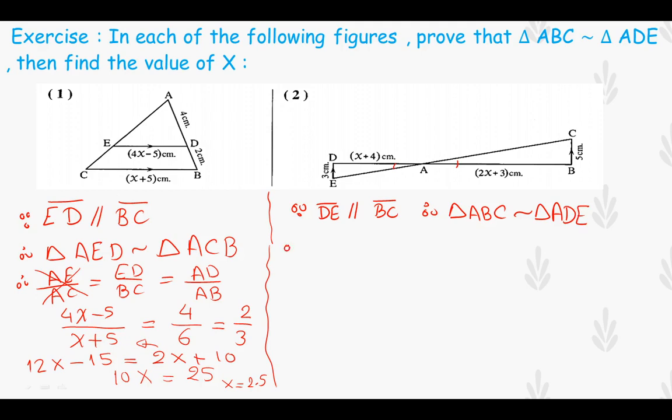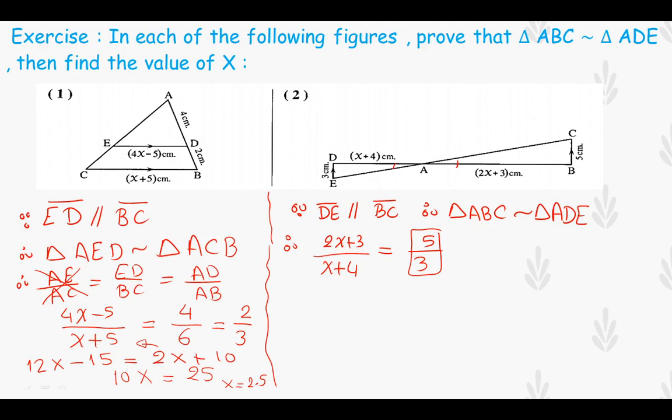Write the corresponding sides. Therefore, AB, we all know that AB equals 2x plus 3. So we write 2x plus 3 over AD, which equals x plus 4. This equals BC, 5, over DE, which equals 3. Here we have a completed ratio. So we want to find the value of x.